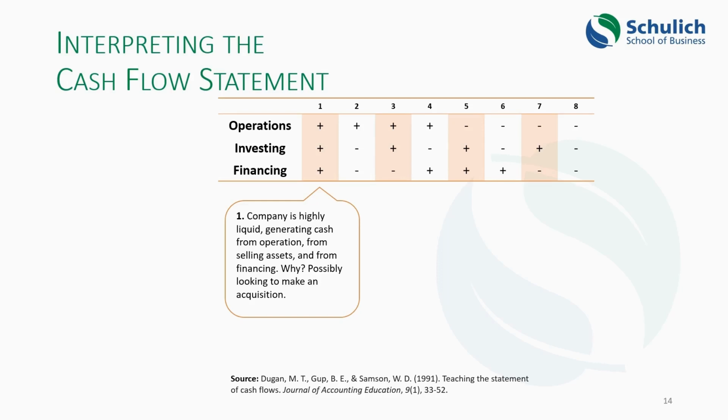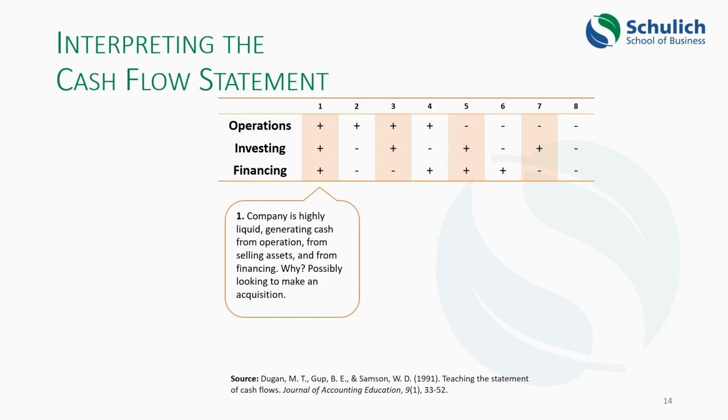Dugan et al. suggests that the company is highly liquid, is generating lots of cash, and is possibly trying to loosen up some cash in order to make an acquisition in the future. Now, this isn't the only possible explanation, but that's a really interesting one, right? Otherwise, why would you be selling off assets and borrowing money from financing or issuing shares at a time when your operations are healthy? Could be that you've got a really great opportunity that you need to purchase in the near future.